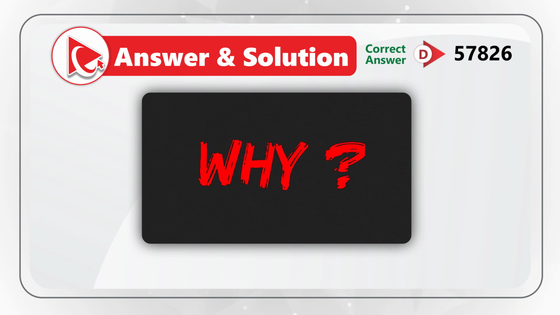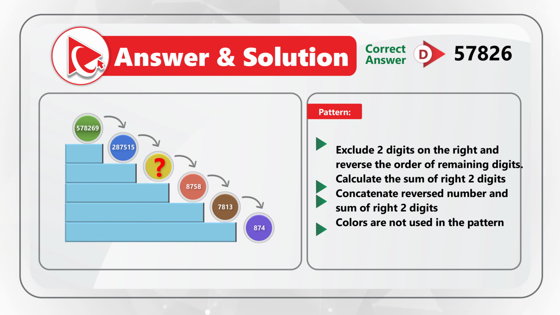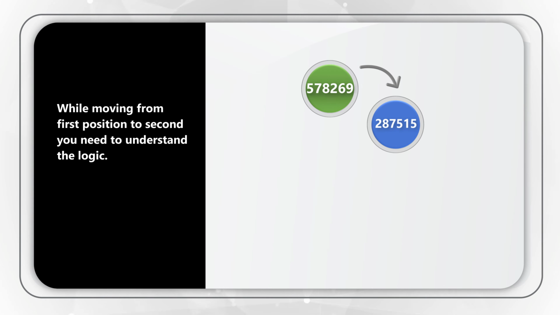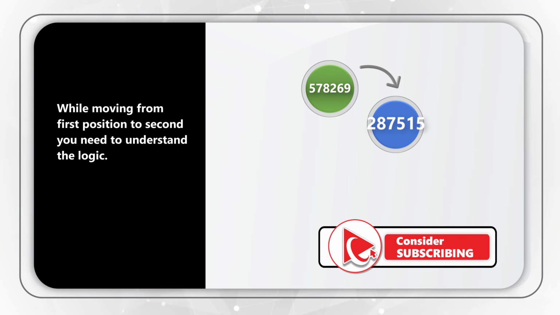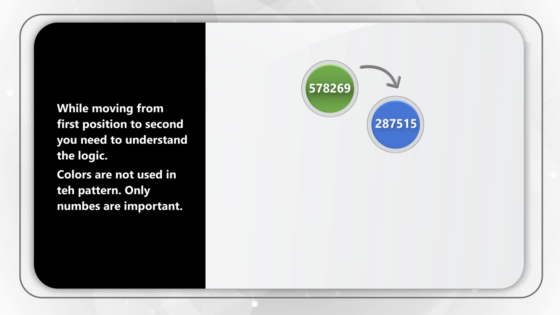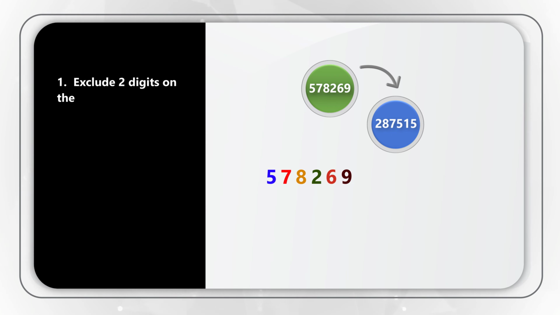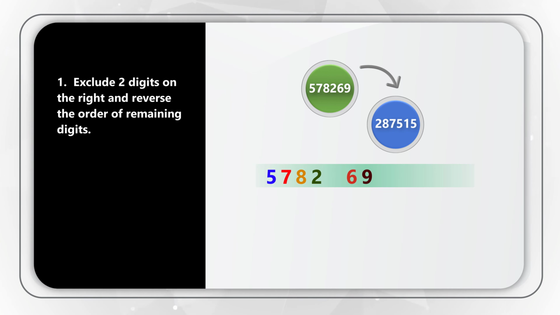To understand why, let's look at the pattern. As the ball rolls from the first position to the second, and we transform from digits 5, 7, 8, 2, 6, 9 to digits 2, 8, 7, 5, 1, 5, we need to understand the logic. As you might have suspected, the colors are not used in the pattern, and they're there just to deceive you. Only numbers are important. To complete the transformational pattern, we need to do it in 3 steps. Step 1. We need to exclude 2 digits on the right and reverse the order of the remaining digits.